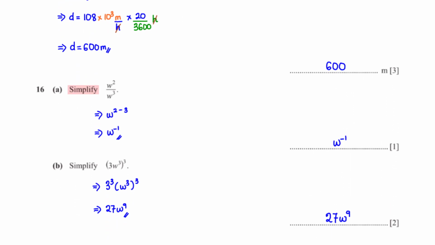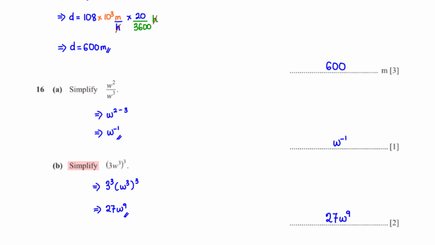Simplify w squared over w cubed. The terms have the same base and they are dividing, and so their powers subtract. So we have w raised to the power 2 minus 3. 2 minus 3 is negative 1, so we have w raised to the power negative 1.